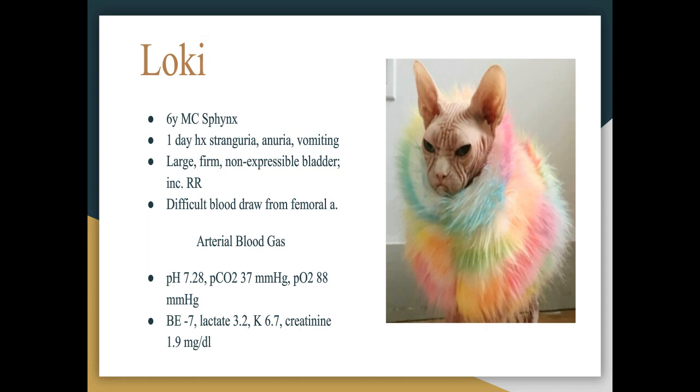On your arterial blood gas, you have a pH of 7.28, a PCO2 of 37 millimeters of mercury, and a PO2 of 88 millimeters of mercury. Your base excess is negative 7. Your lactate is 3.2. Your potassium is 6.7. And your creatinine is 1.9. Therefore, you have a mild azotemia with a moderate hyperkalemia and a mild hyperlactatemia.